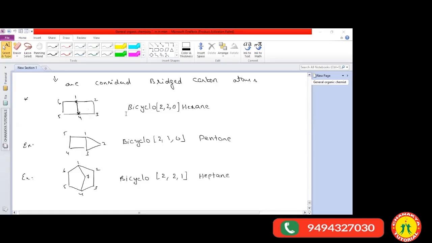So how do we write the IUPAC nomenclature? First the prefix bicyclo, before writing the root word. Then the number of carbon atoms in the right side ring and in the left side ring, excluding the bridged carbon atoms, we represent in brackets. We write them in decreasing order. After that, the total number of carbon atoms goes in the root word.